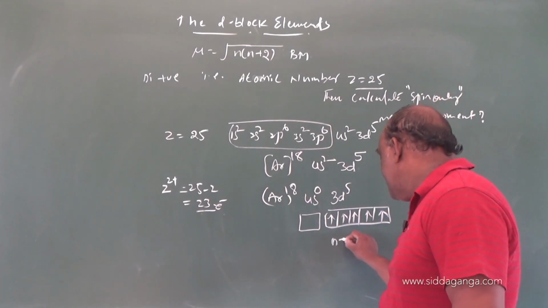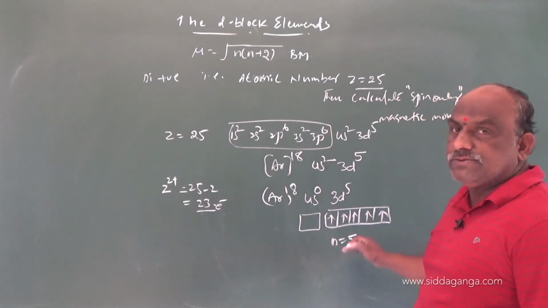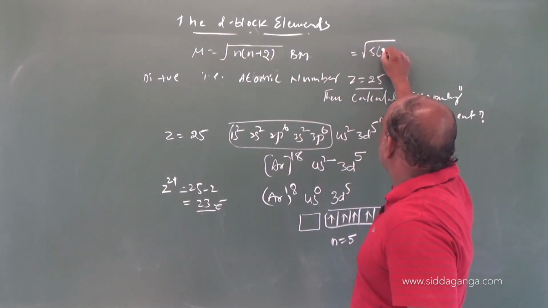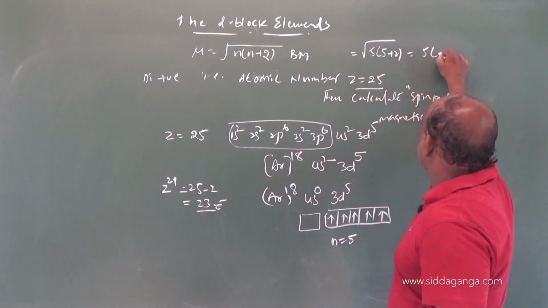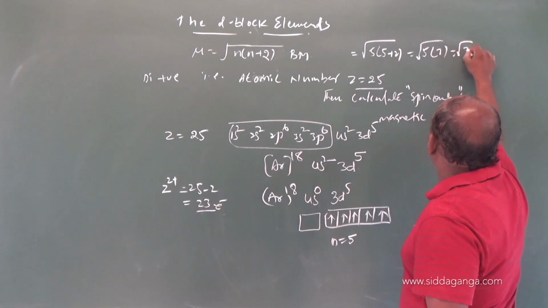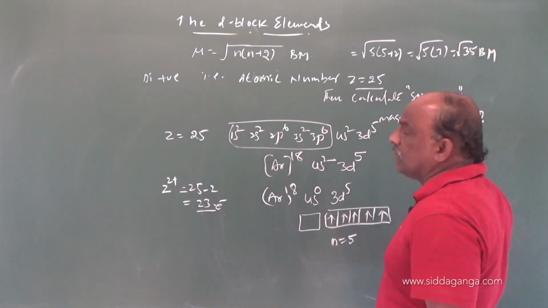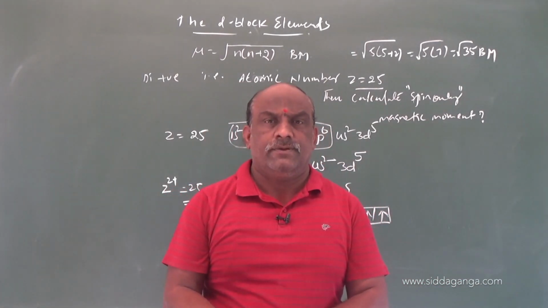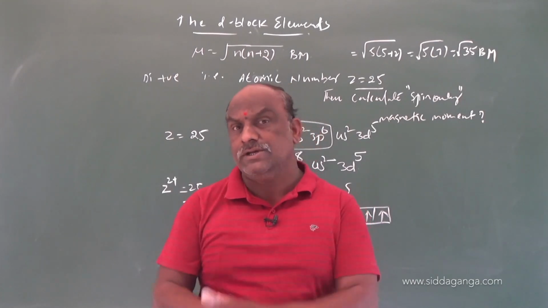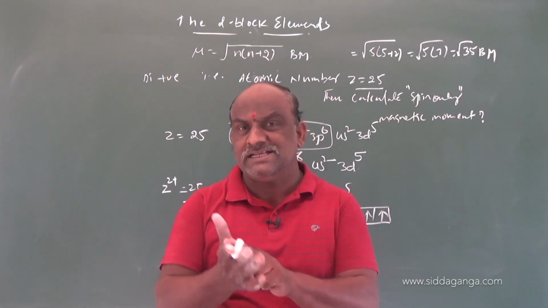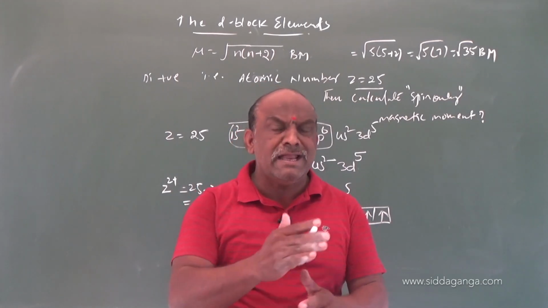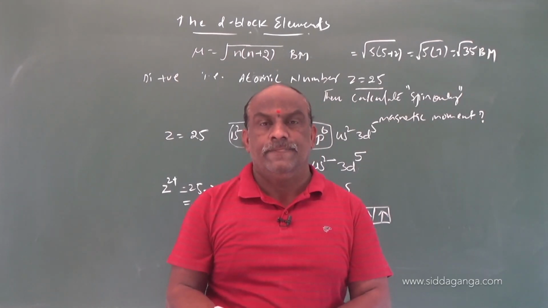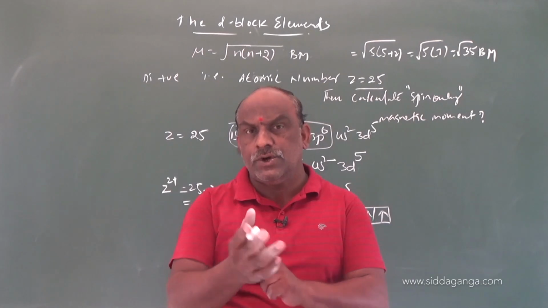So what is the n value? n is equal to 5. Substitute the n value in this equation. 5 into 5 plus 2 is equal to 5 into 7, that is root 35 BM. Root 35 is closer to root 36. We know root 36 is 6, so root 35 is nearly 6. Nearly 6 means you consider 5.8, 5.9 like that. Clear?